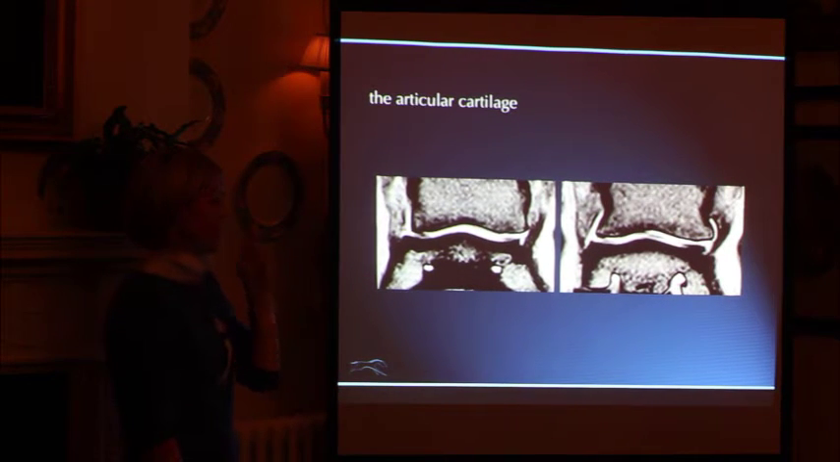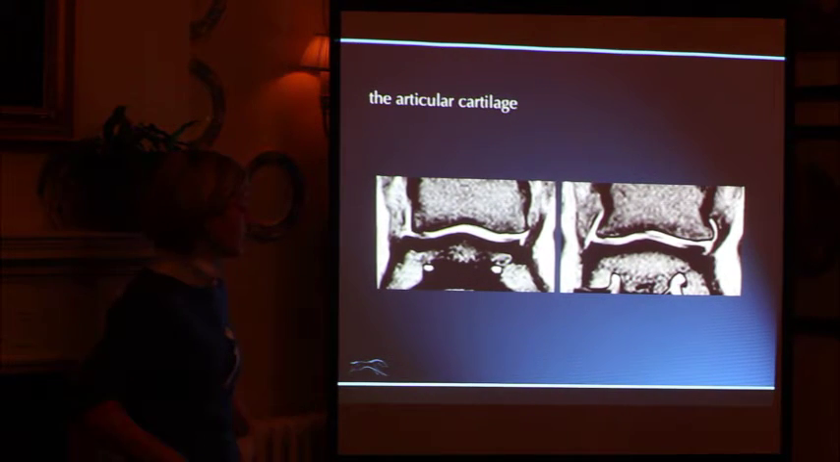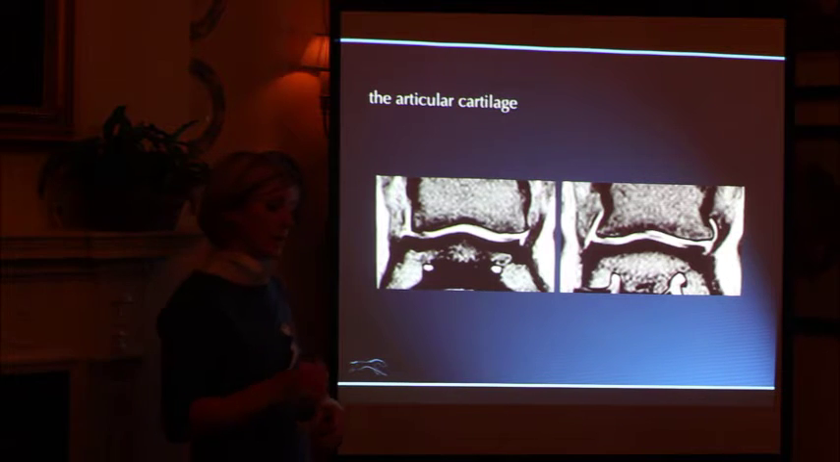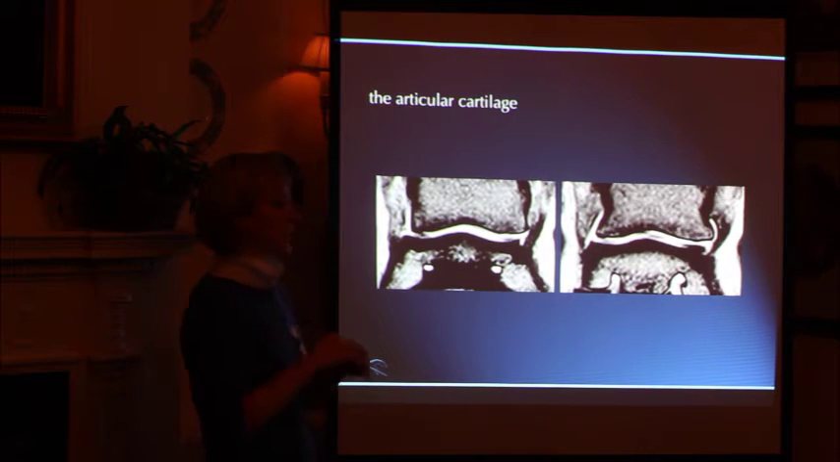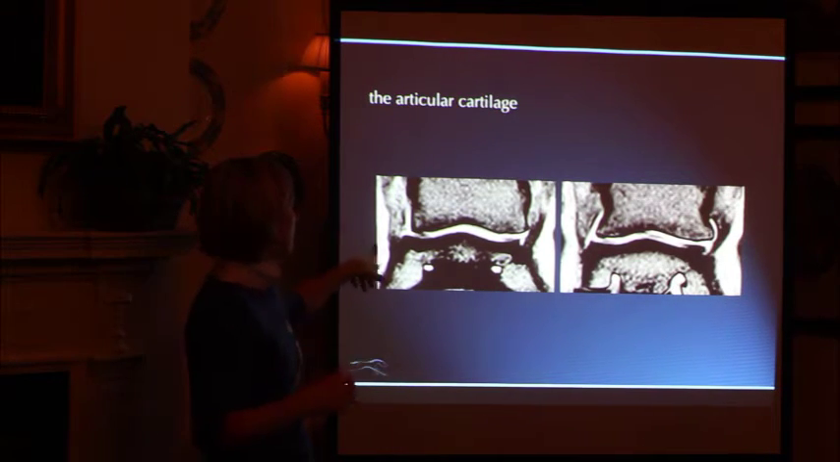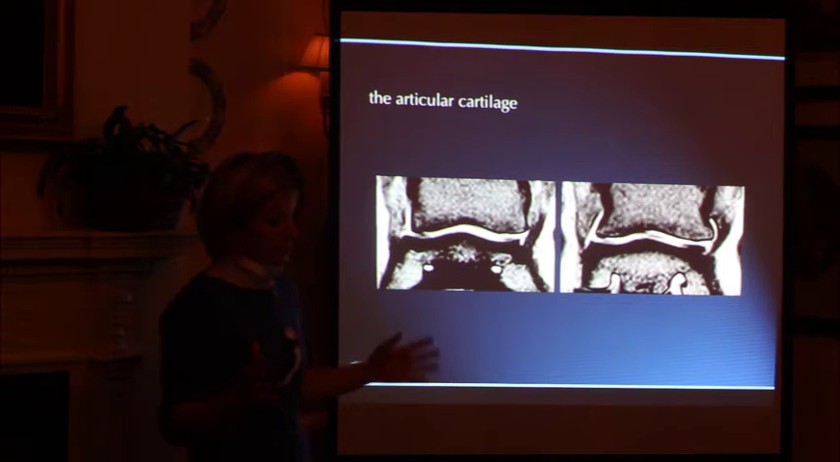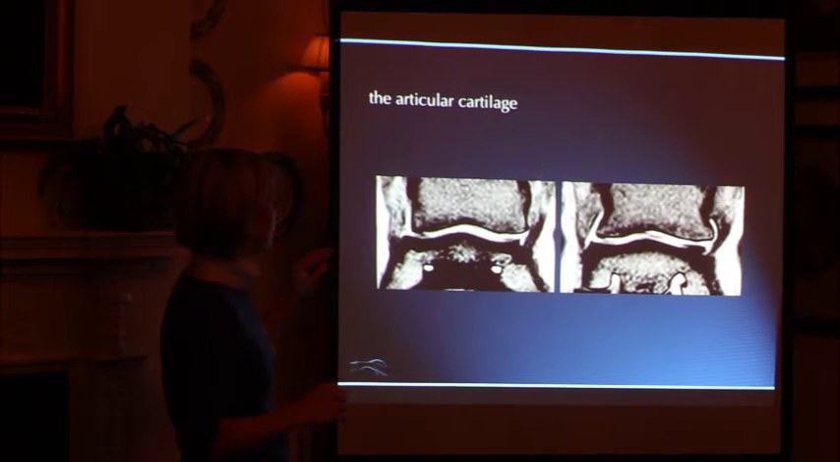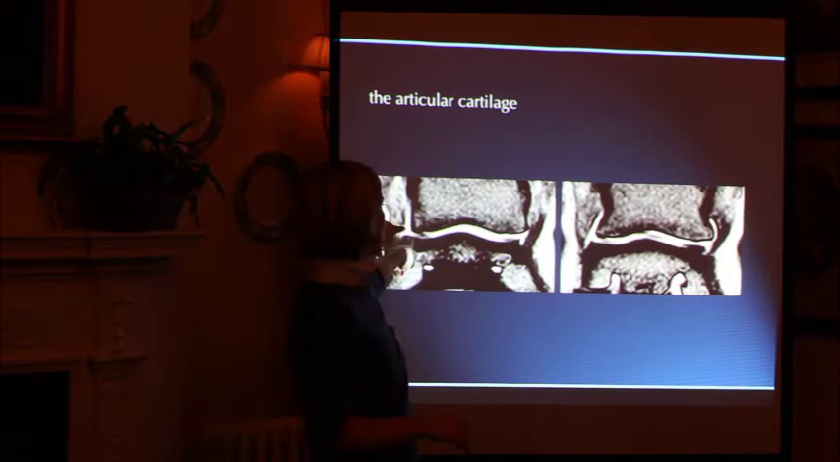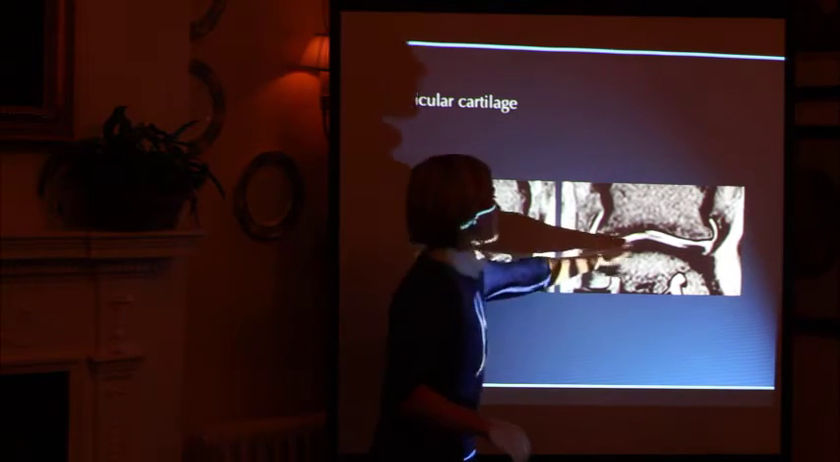But in horses which have developing cartilage disease, we detect it by seeing low signal on certain sequences where cartilage should be high signal. So these aren't difficult to diagnose, these are easy cases. These have got advanced cartilage pathology, and you can see these very low signal patches within the cartilage here.